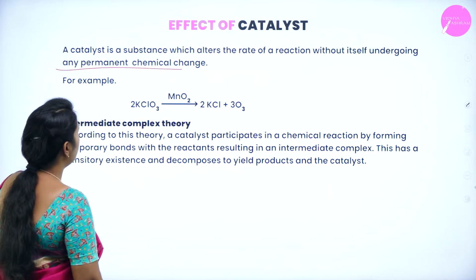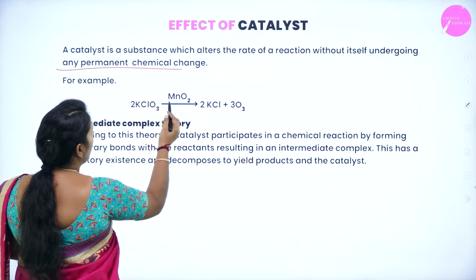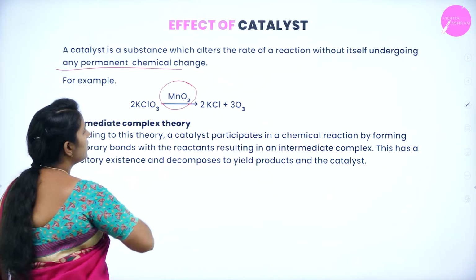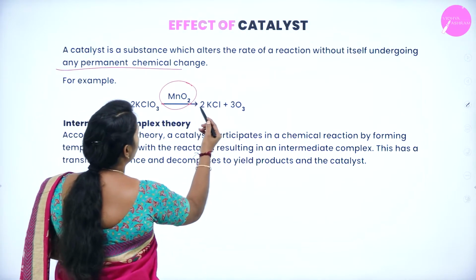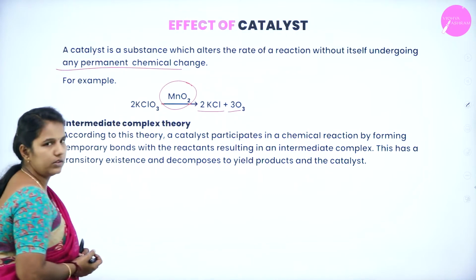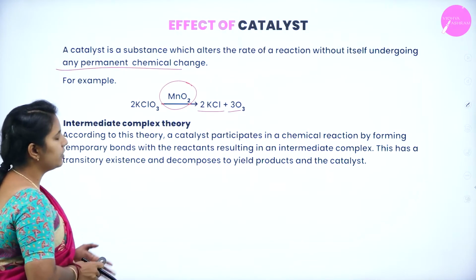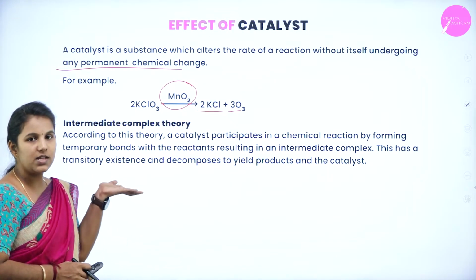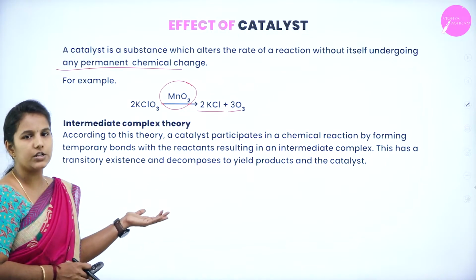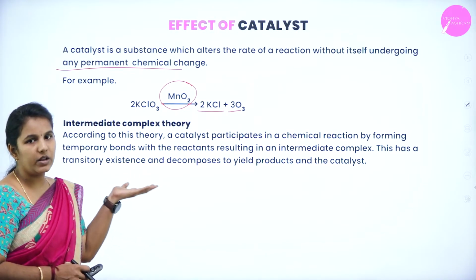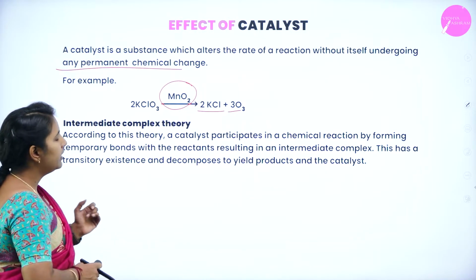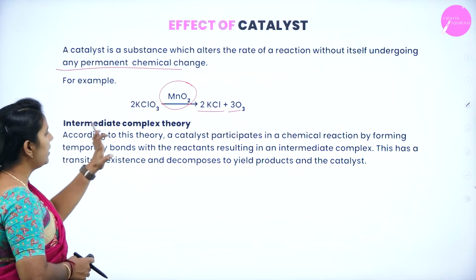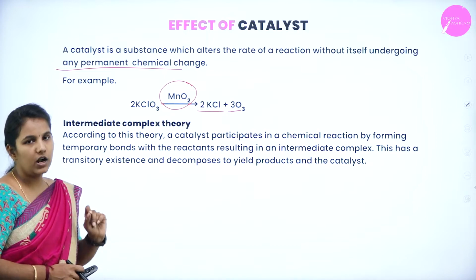Here I have a reaction where KClO3 is undergoing decomposition in the presence of manganese dioxide as a catalyst, and it will form KCl plus 3O2. So in this reaction, the MnO2, the manganese dioxide, is a catalyst. It increases or decreases the rate of the reaction, but it never undergoes any permanent changes. But this nature of the catalyst can be understood by 2 theories. The first one is intermediate complex theory and another one is collision theory.